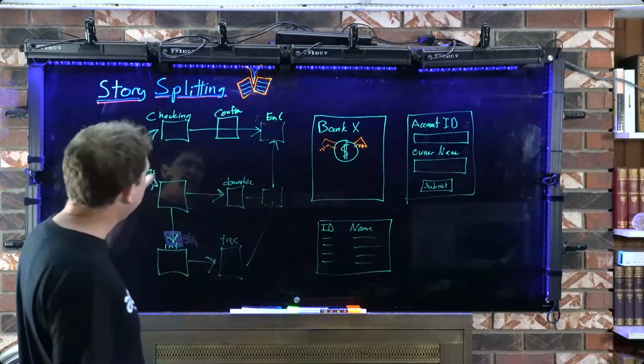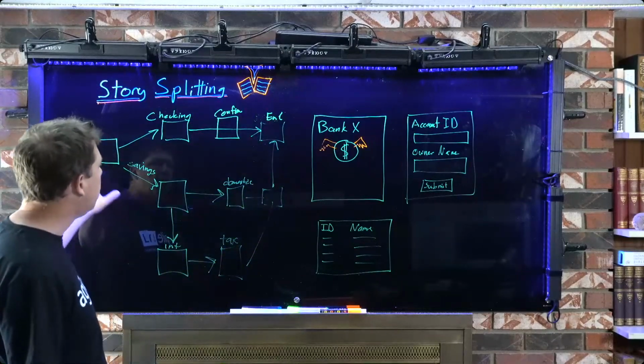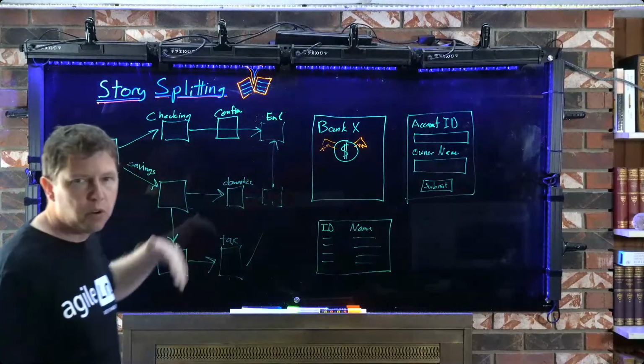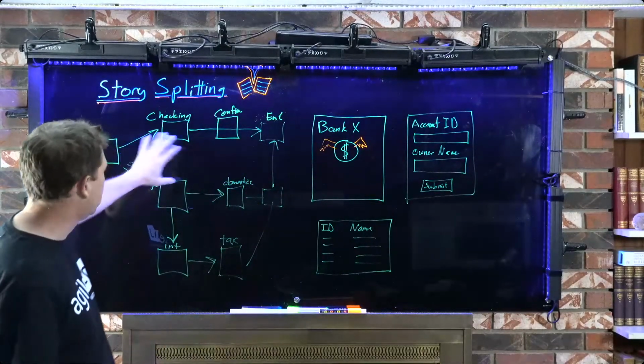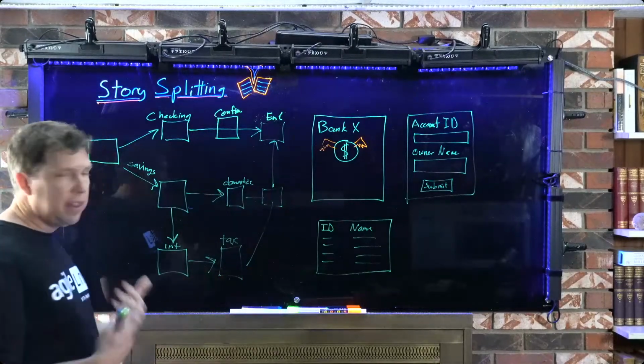And then we started thinking about this workflow. And we've got this fairly complicated workflow of everything that needs to happen. But we decided we were going to start with the easiest path, whatever path through the workflow is the easiest, which in our example here was checking. Then we looked at how we could split that down even further.